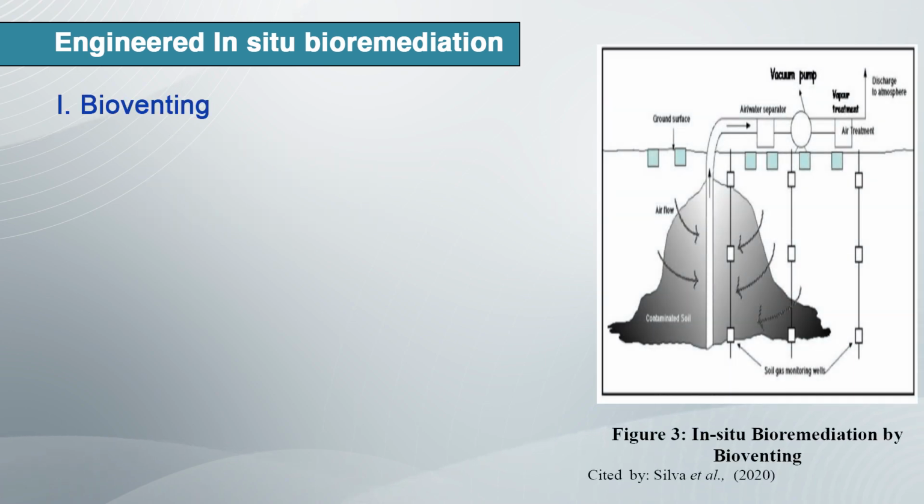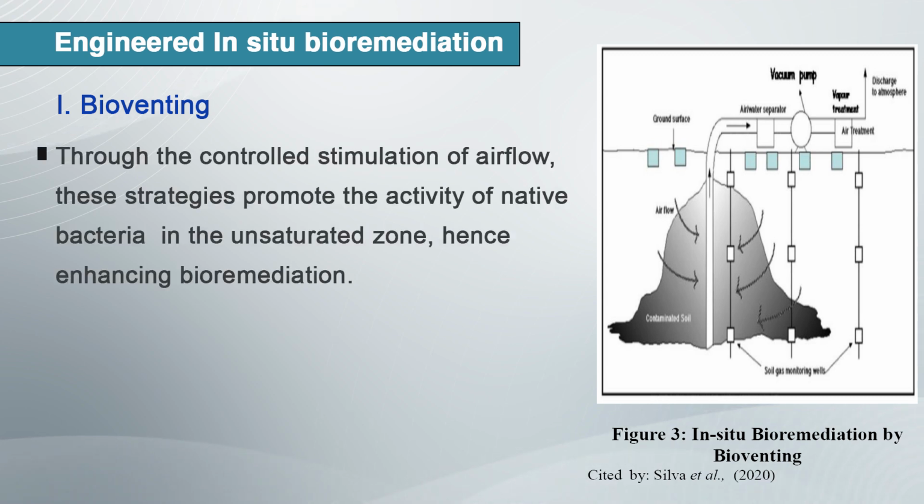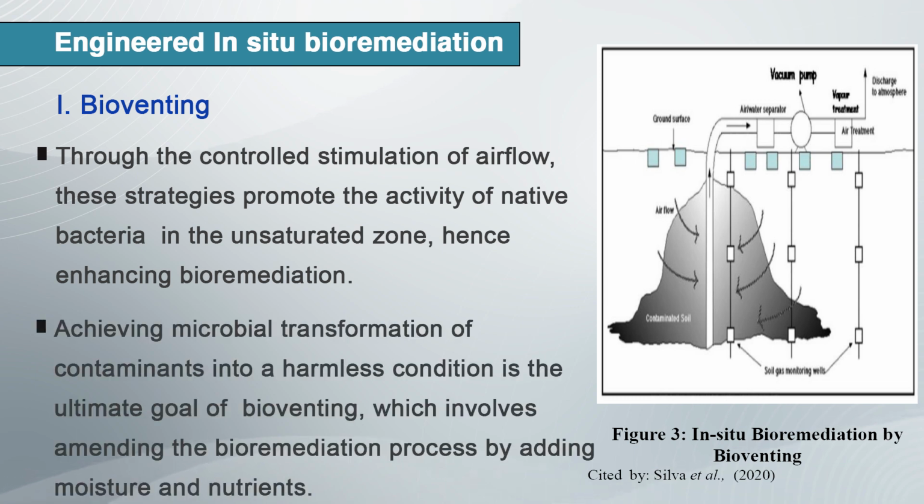Engineered in situ bioremediation. First of all, we talk about bioventing. Through the controlled stimulation of airflow, this strategy promotes the activity of native bacteria in the unsaturated zone, hence enhancing bioremediation. Achieving microbial transformation of contaminants into harmless conditions is the ultimate goal of bioventing, which involves amending the bioremediation process by adding moisture and nutrients. This is figure 3, which is showing in situ bioremediation by bioventing.